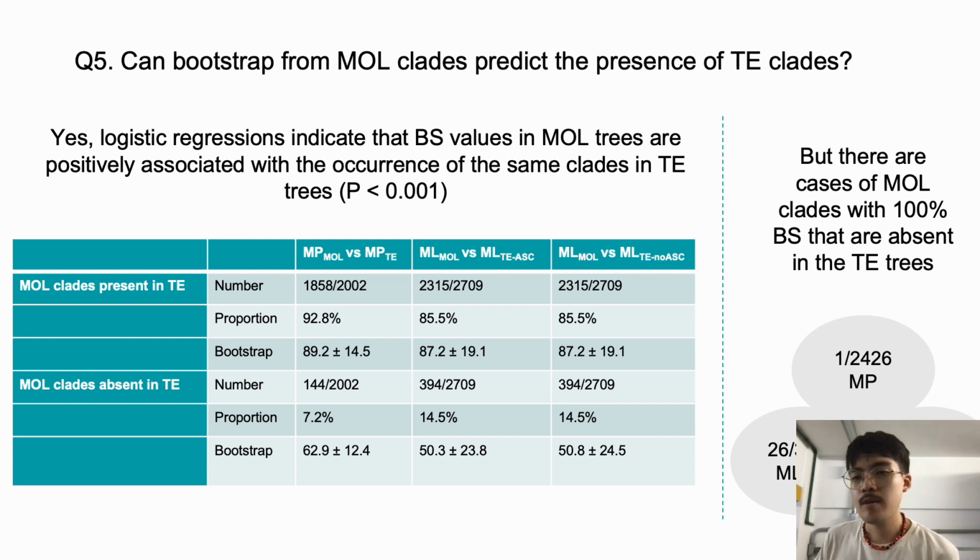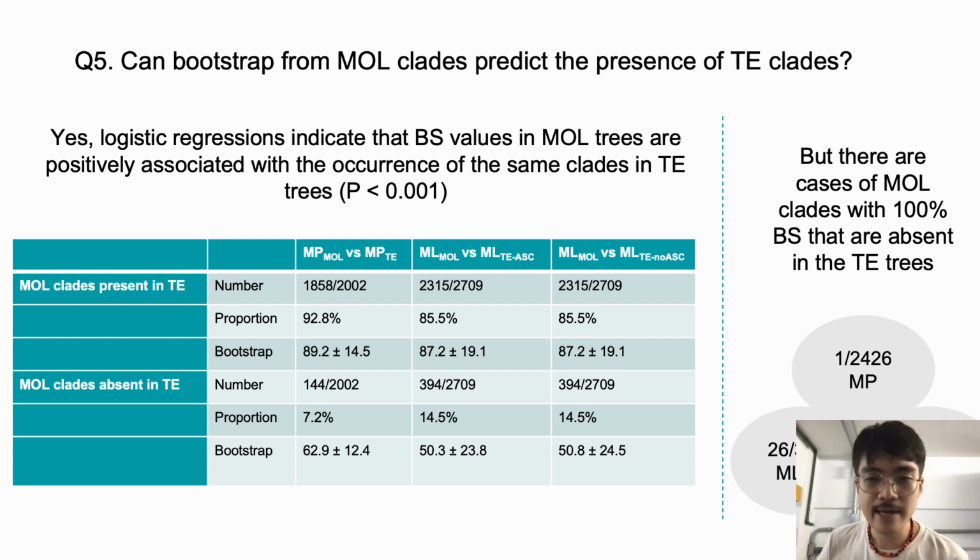The fifth and final question is, can bootstrap from molecular clades predict the presence of total evidence clades? Our results using logistic regressions indicate that the bootstrap values in molecular trees are positively associated with the occurrence of the same clades in total evidence trees. So we can predict there is a tendency, but there are some cases of molecular clades with 100% bootstrap values that are absent in the total evidence trees.